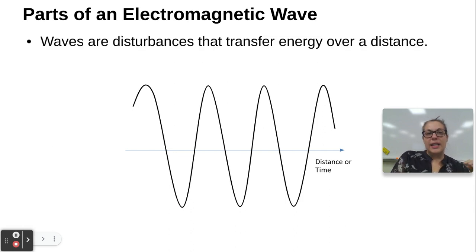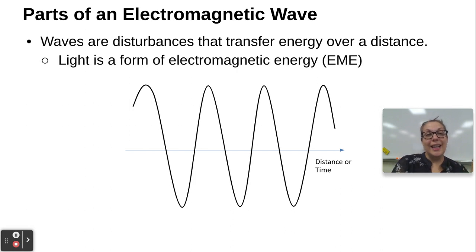So light travels in waves, which are disturbances that transfer energy over a distance. So energy is being transferred over a distance. And light is a form of electromagnetic energy. Electromagnetic energy is light.